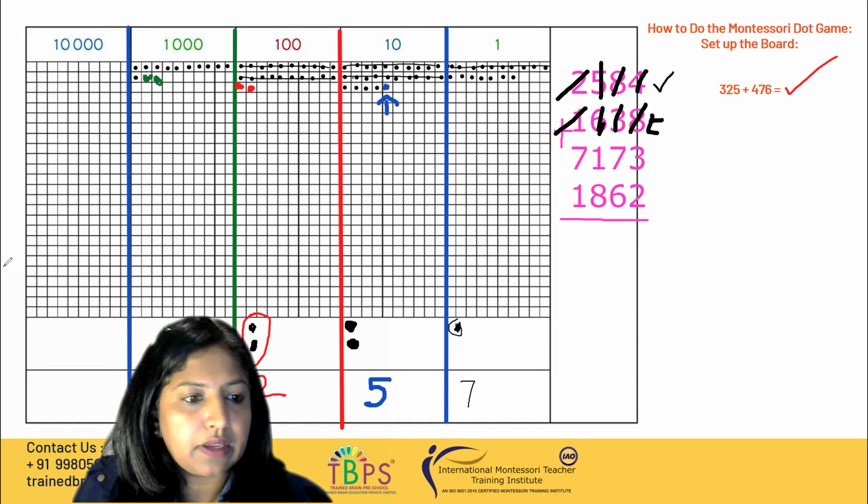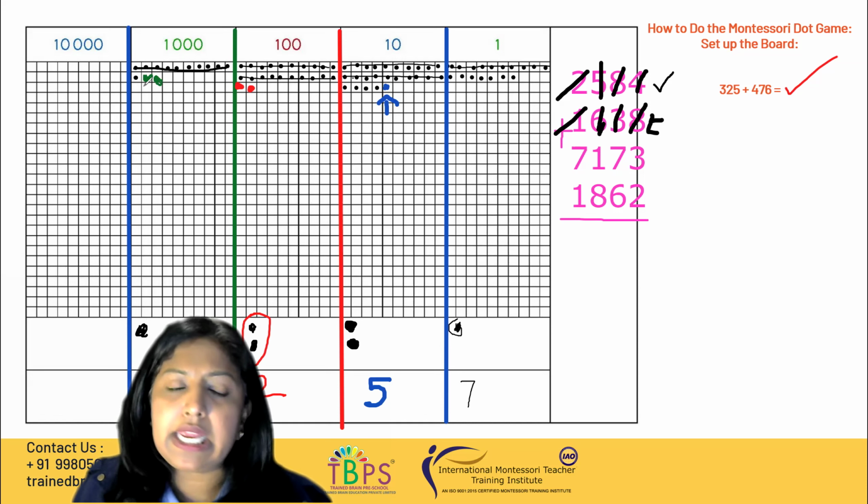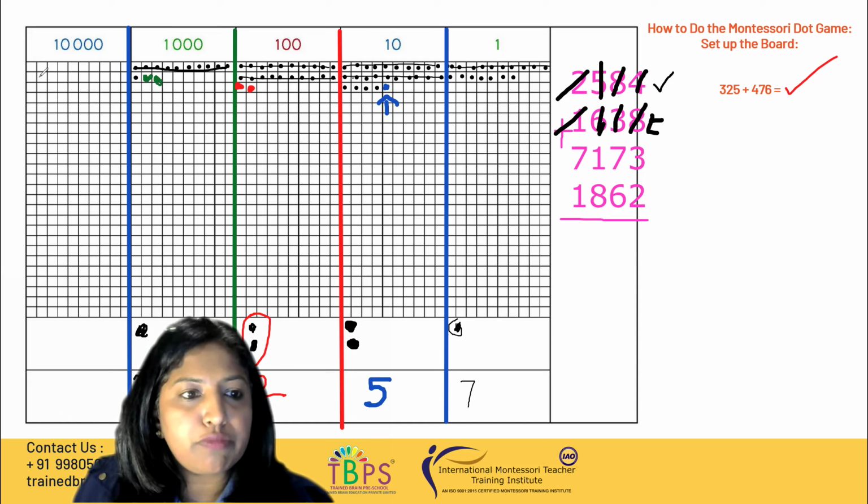Correct? Yes, ma'am. So how many thousands? So 1,000. I did here. How many are remaining? 3. 3 are remaining. So since it is here, it has to go to the carry forward, right? It will go to my 10,000s block here. So what is the color code?